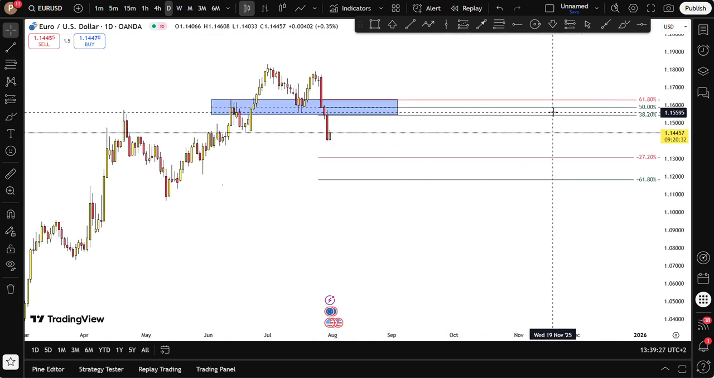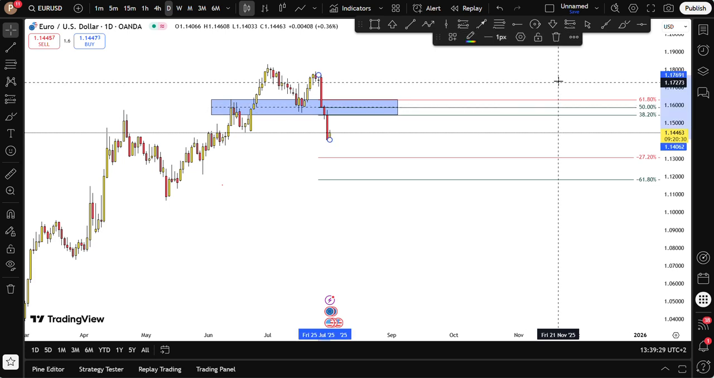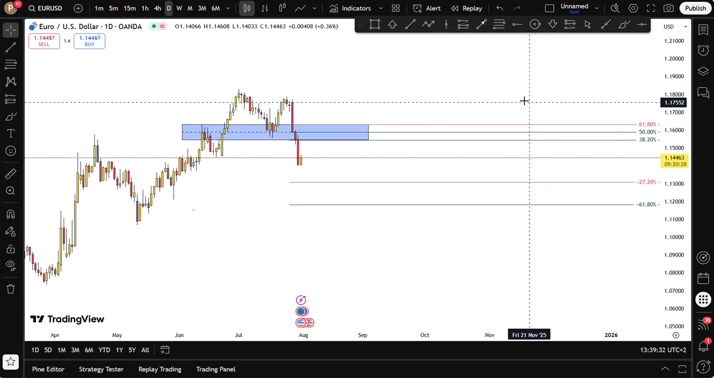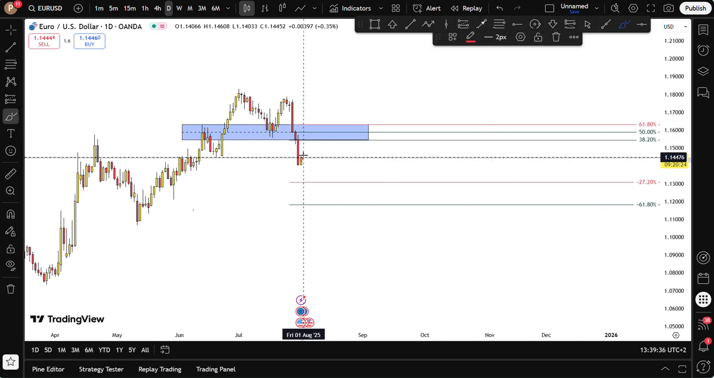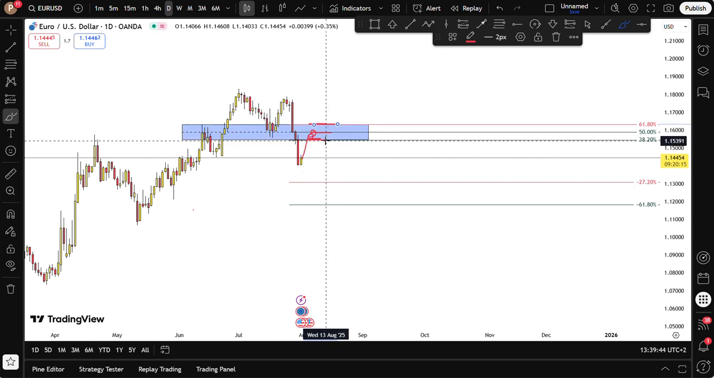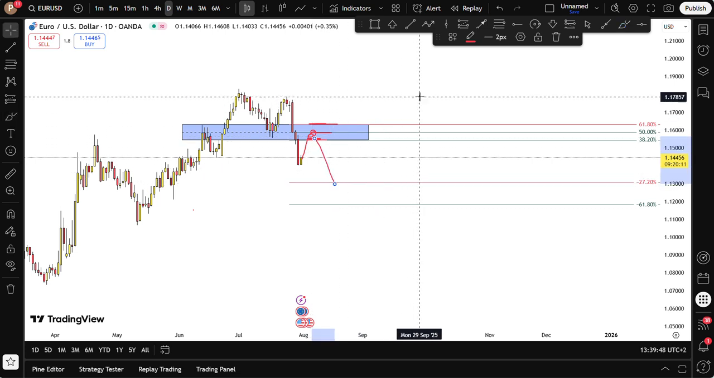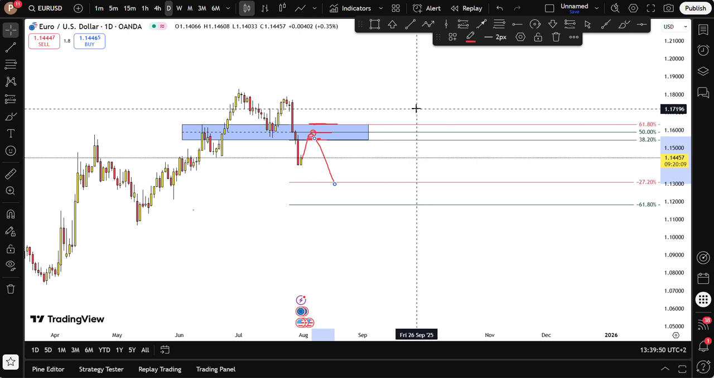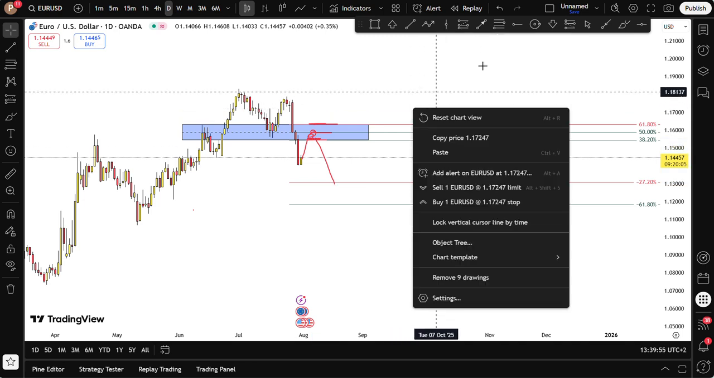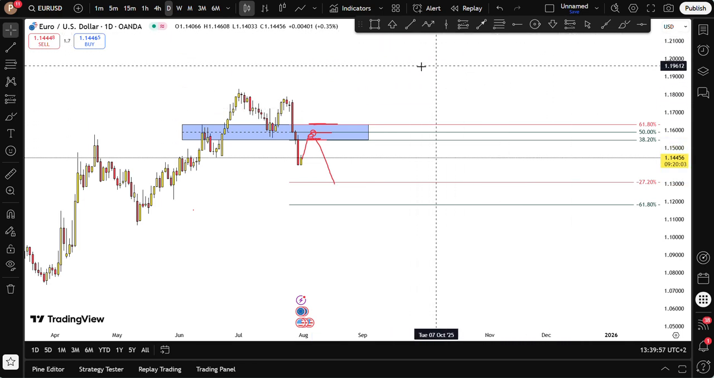So yeah, if Euro USD had to continue giving me a correction and once it gets to this zone, 38, the first line, that's where I'll be looking to get my entries for this move to the downside. So my bias on Euro USD, my bad, is sells, in my opinion.